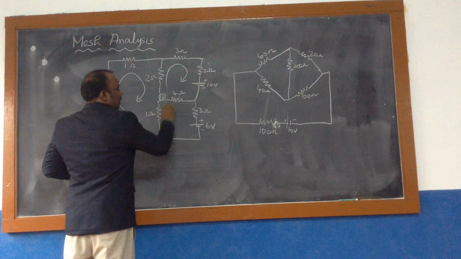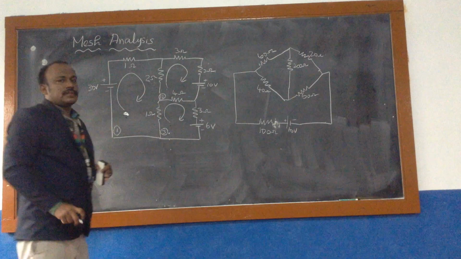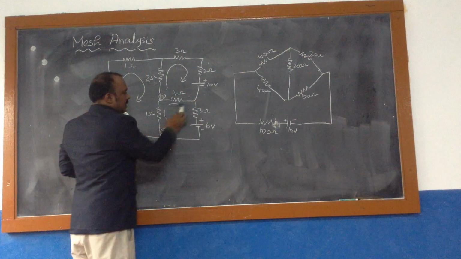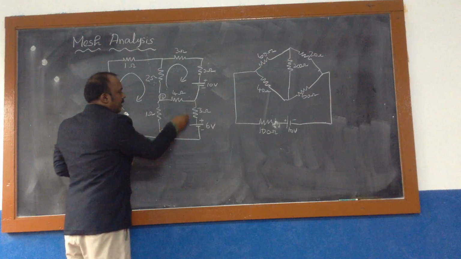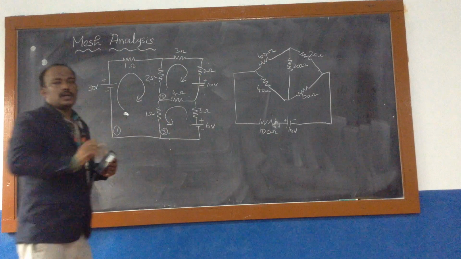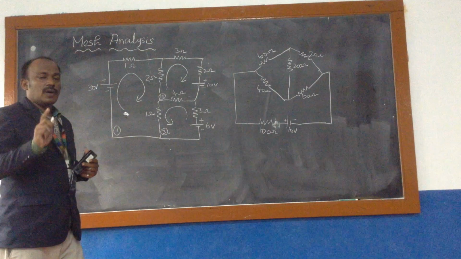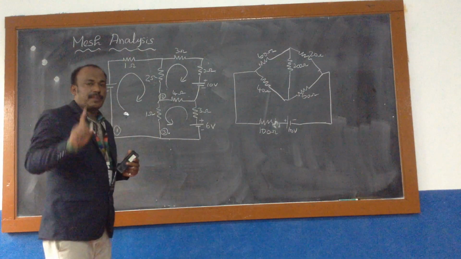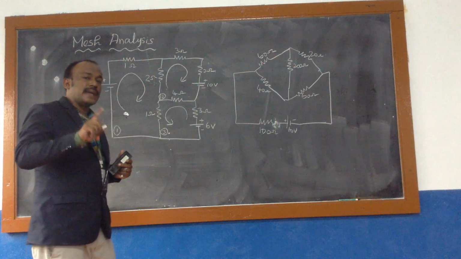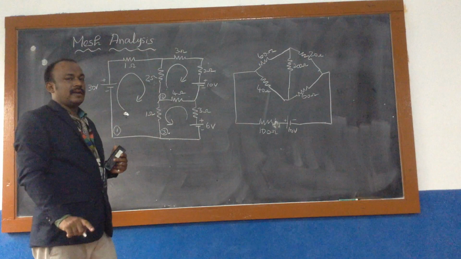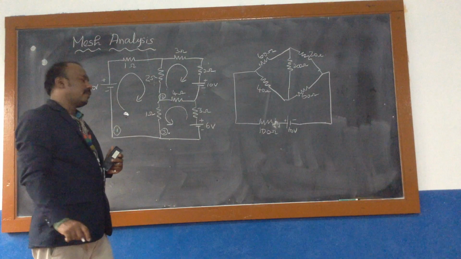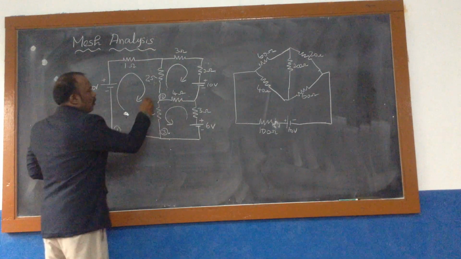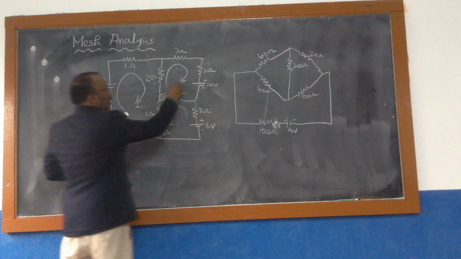In this direction. In this direction. Sir, I don't want to assume in the clockwise direction. I want to assume in the anti-clockwise direction like this. No problem, you can assume. But when you are writing the equation, you should consider this current direction in the proper way so that you can put minus and plus respectively. Otherwise, your answers will come out wrong. So, how many currents are there?